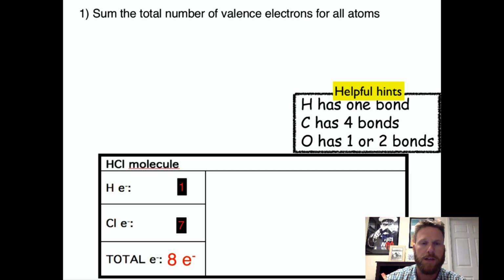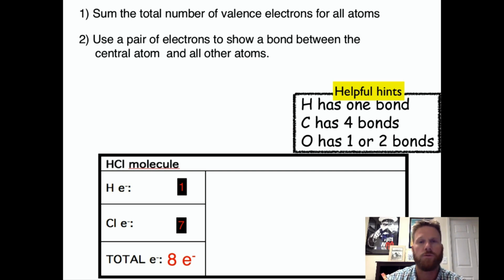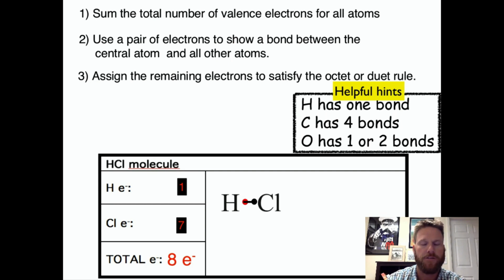So the next step then is to represent a pair of electrons with a bond from the central atom to the other atoms. The central atom is usually the first element listed in the formula, except for when the first element listed is hydrogen. So in this case, chlorine is actually our central atom. We're going to draw a bond from the chlorine to the hydrogen. That bond represents 2 electrons, 1 electron from hydrogen, 1 electron from chlorine. So we've assigned 2 electrons, and we still have 6 left to assign.